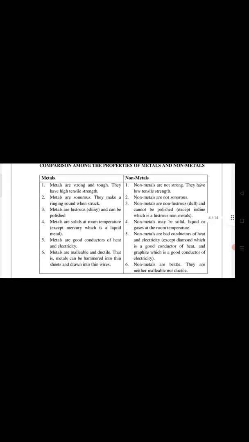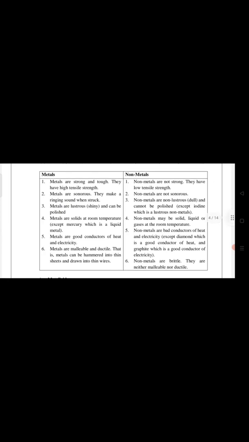Metals are lustrous, they can be polished, they have the shiny property. But non-metals are non-lustrous, they are dull basically. They cannot be polished. Okay. Metals are solid at room temperature except mercury. Already I have given those examples. Non-metals may be solid, liquid or gases at room temperature. Metals are good conductors of heat and electricity. Non-metals are bad conductors of heat and electricity.